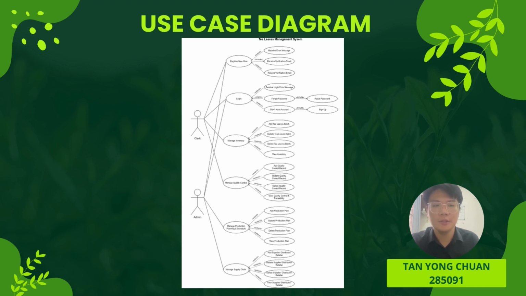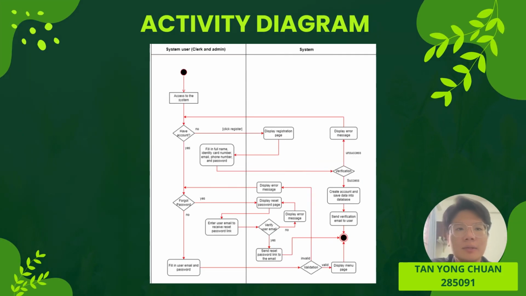For the relationship between the main functionalities use case and the sub-use case is extend, so it's all dashed lines and the arrow points at the use case. Next, I will present the activity diagram for the T-Leaf management system. Basically, the activity diagram is an advanced version of a flowchart.